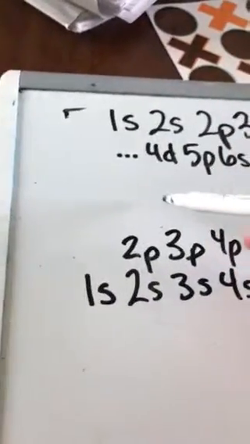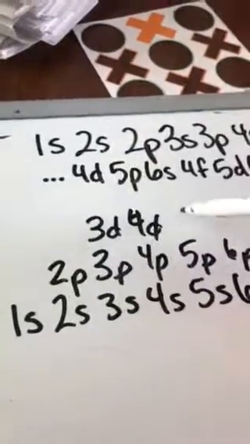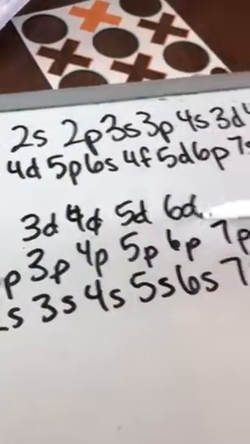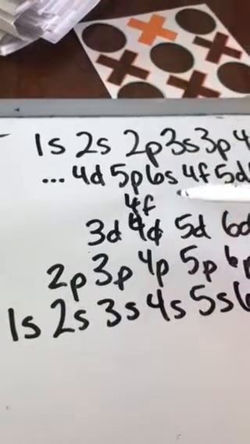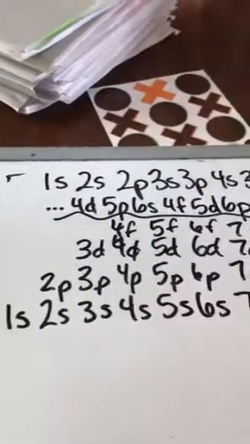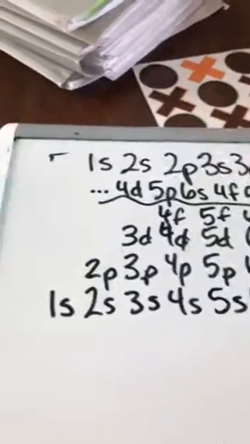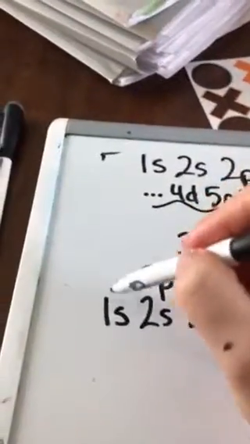And so you just write them out like this: 3d, 4d, 5d, 6d, 7d, 4f, 5f, 6f, 7f, even though those don't exist. And you can just do an arrow like this that shows you what order things are going to fill in. So you go down through that.